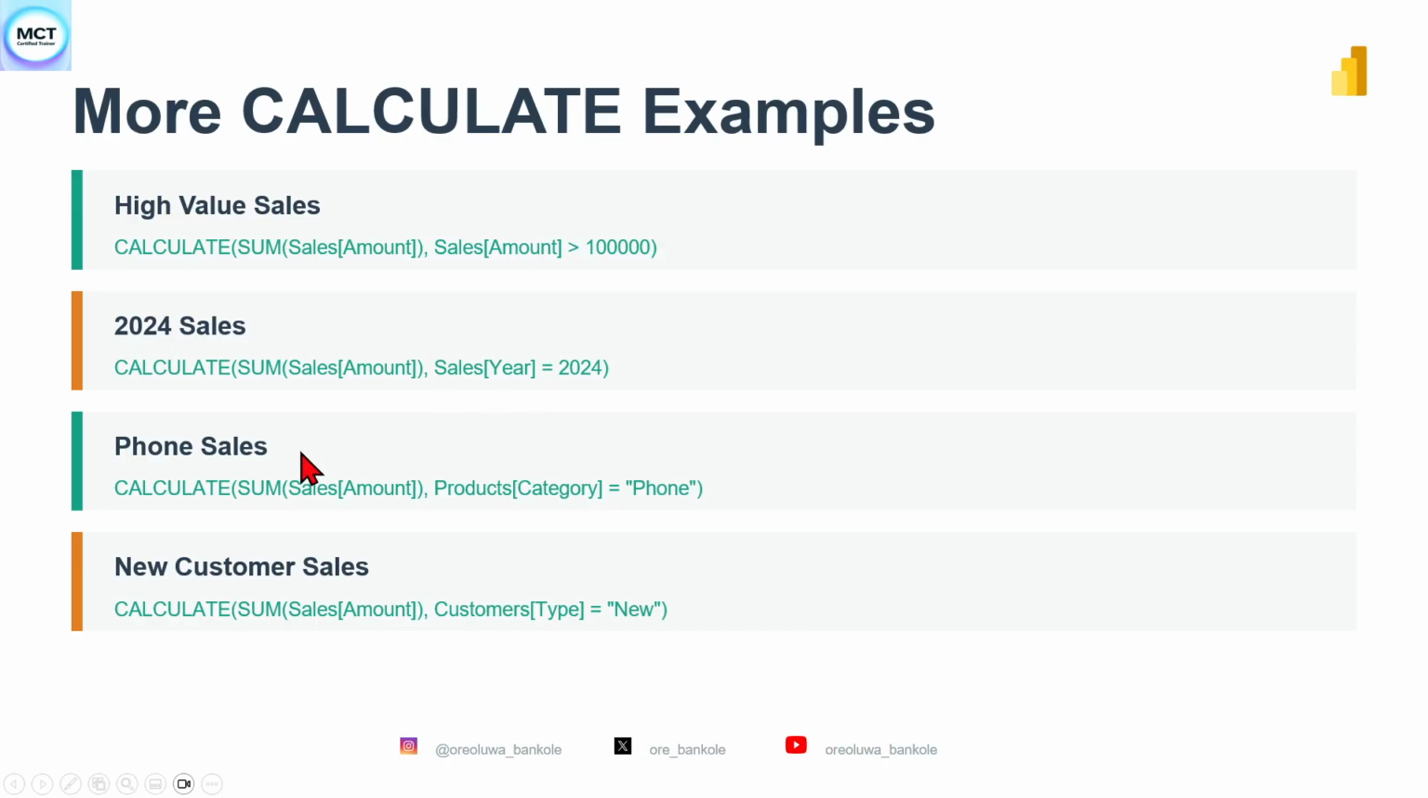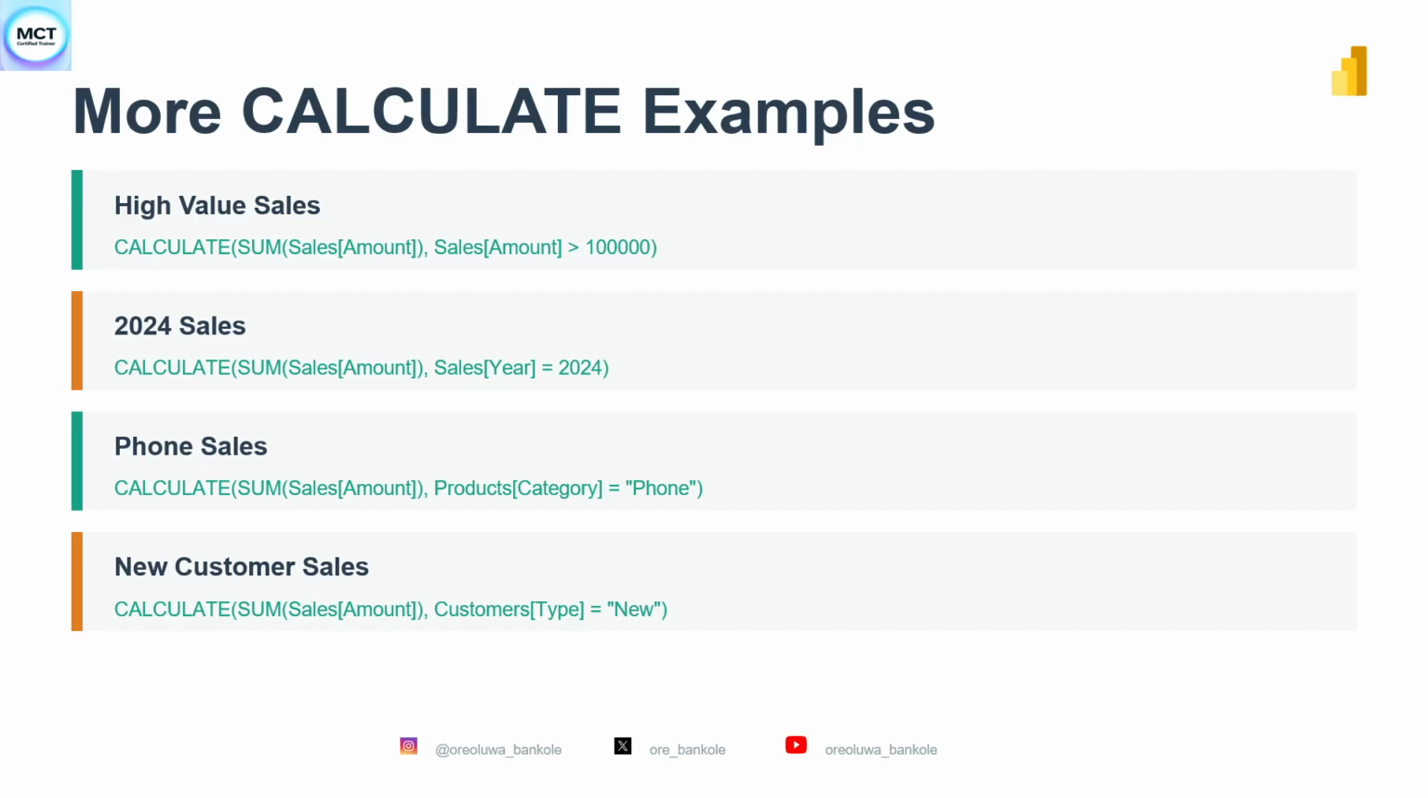You have phone sales: sum up all the sales for the category phone. You have your new customer sales: sum up all the sales where the type of customer is new. You can see you are doing something based on a filter context. Do you understand? So that is how CALCULATE works.